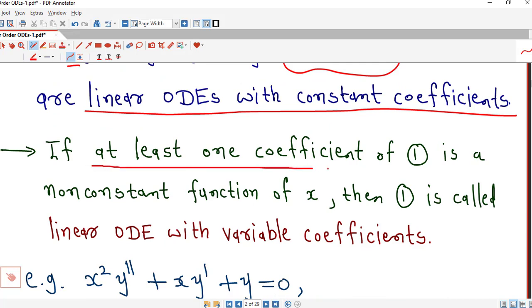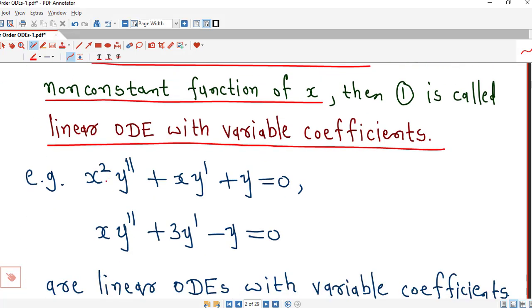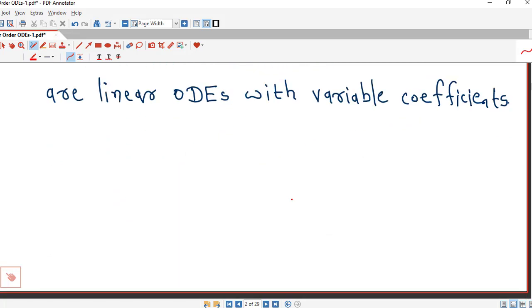Now if at least one coefficient is a non-constant function of x, then equation 1 is called a linear ordinary differential equation with variable coefficients. For example, here we have x square and x. These two are functions of x. So this is a linear ordinary differential equation with variable coefficients. Here also we have this coefficient as a function of x. So this is also a linear ordinary differential equation with variable coefficients.